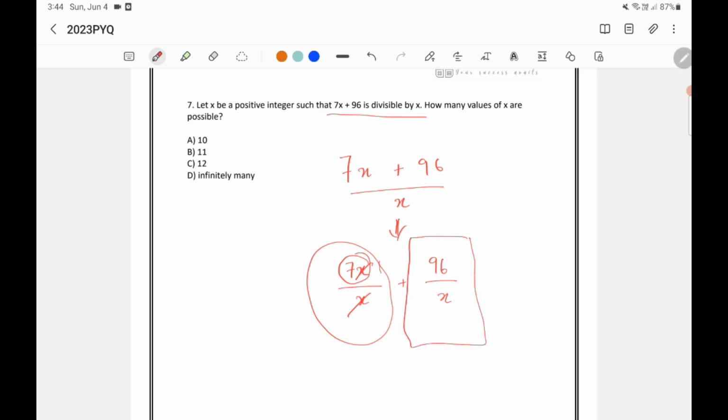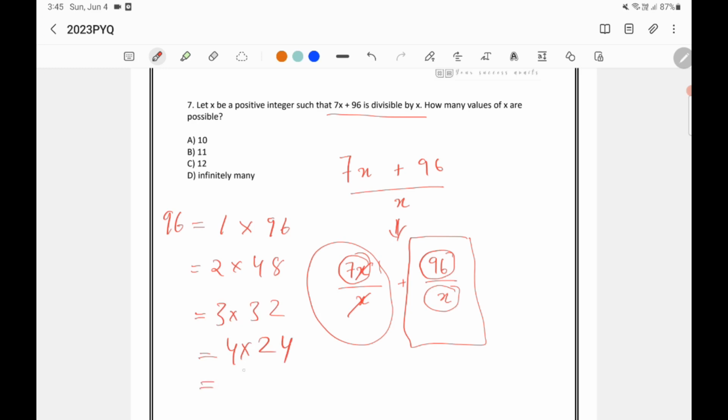So we just need to check the other term. We need to find the values of x such that 96 is divisible by x. So what we need to do is find the factors of 96. I can write 96 as 1 into 96, 2 into 48, 3 into 32, and 4 into 24.